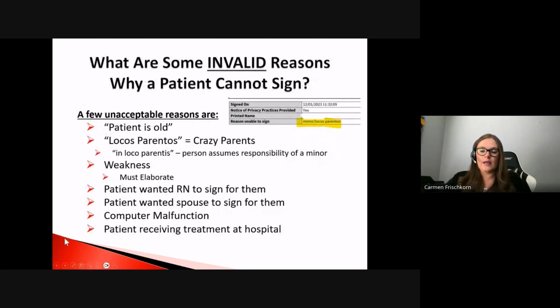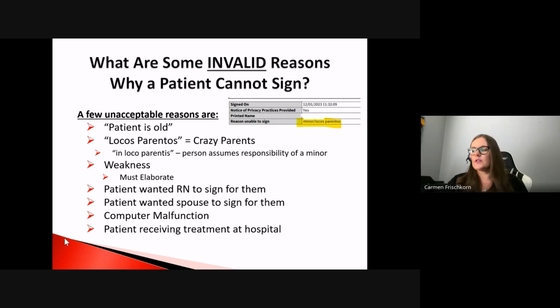Getting into invalid reasons. This is obviously not an end-all be-all list either. These are just some things that we've encountered. So saying that the patient is old is not a valid reason. We actually see that way more than we should. But we have patients who are elderly and sometimes they're too weak to hold a pen, or maybe they have tremors, or maybe they're altered, or whatever the case is. There's a lot of things that can happen with our elderly patients, but just saying the patient is old is not a valid reason. It's not physical or mental incapability, so please don't use that.